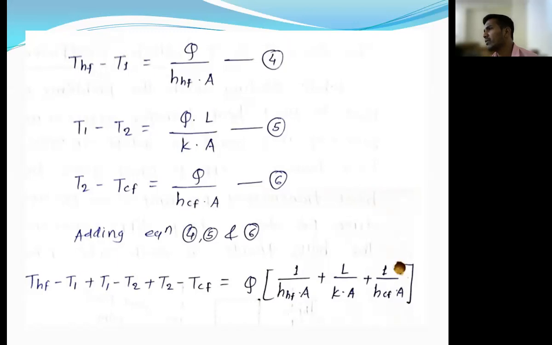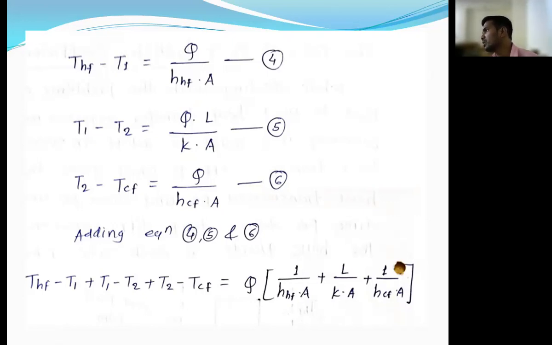By addition, we get the equation as THF minus T1 plus T1 minus T2 plus T2 minus TCF is equal to, take Q as a common. So what is the remaining terms in the equation? 1 upon HHF into A plus L by K plus 1 upon HCF into A. Okay. So whatever the addition in the left hand side, so minus T1 plus T1 will be cancelled. Minus T2 plus T2 will be cancelled. So what is the remaining term at the left hand side? THF minus TCF is equal to that right hand side.